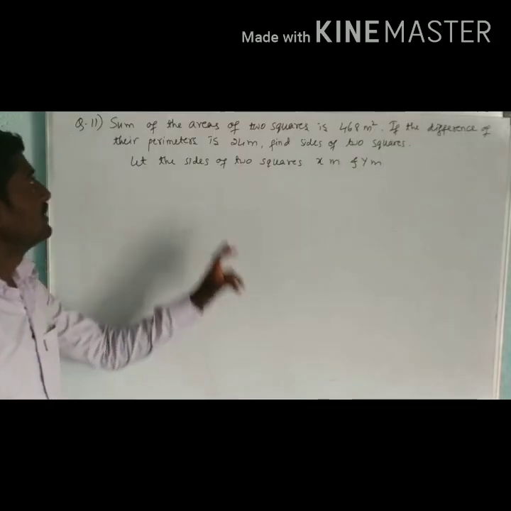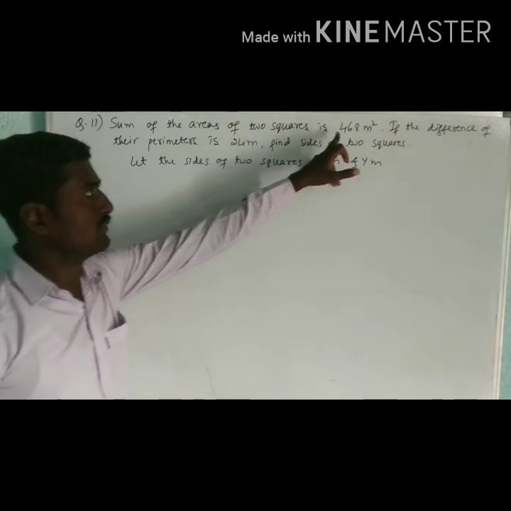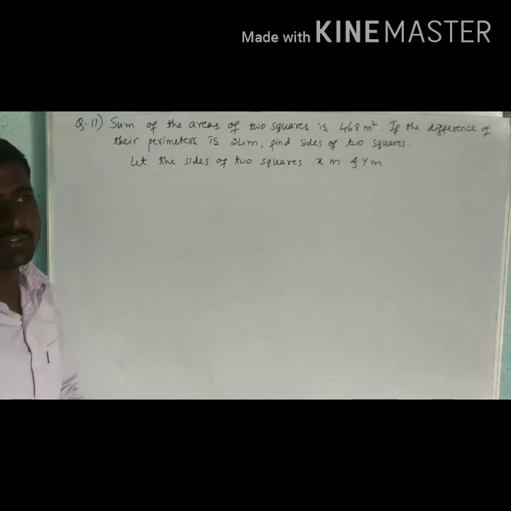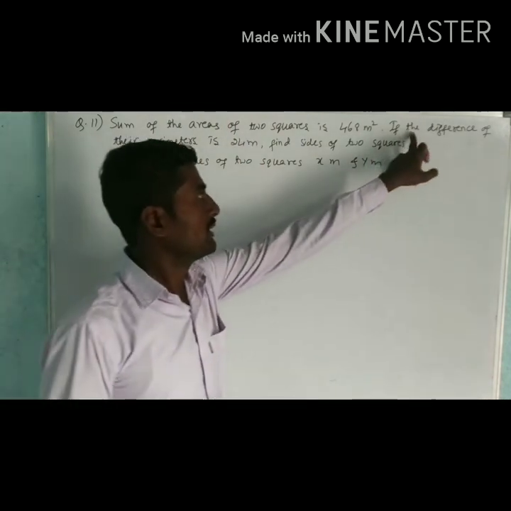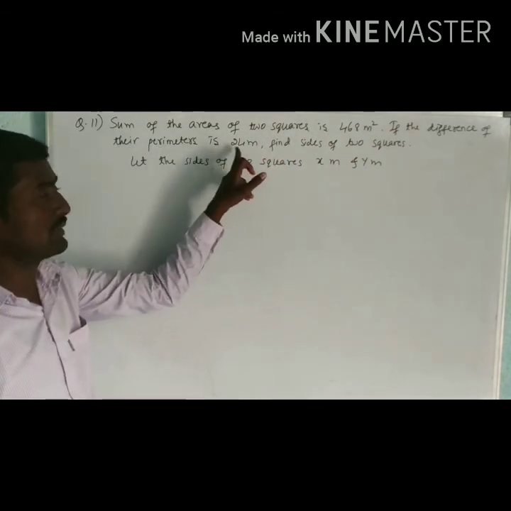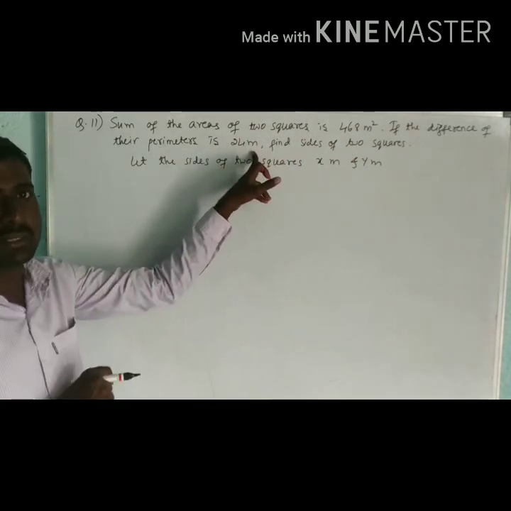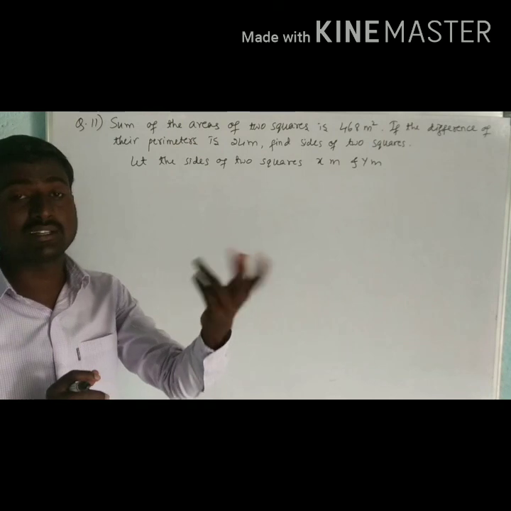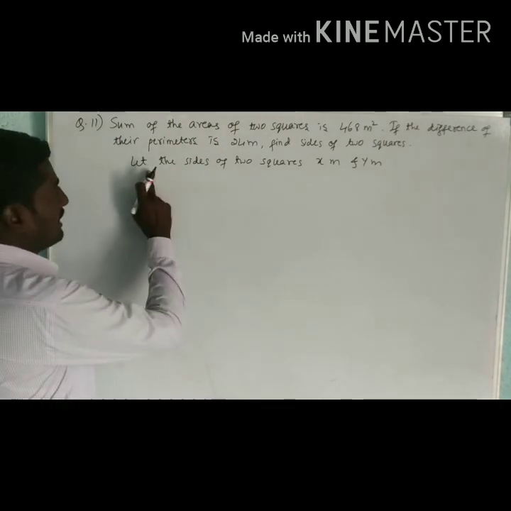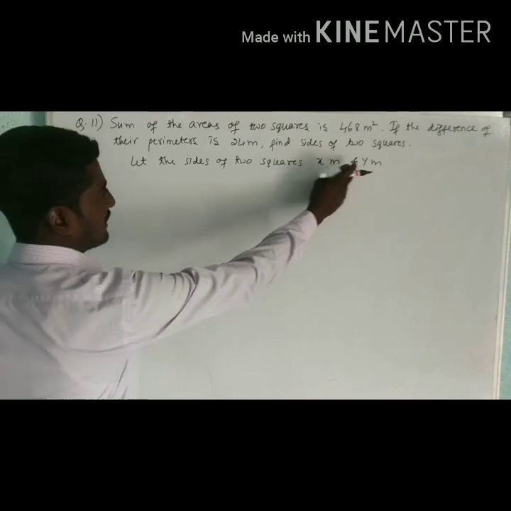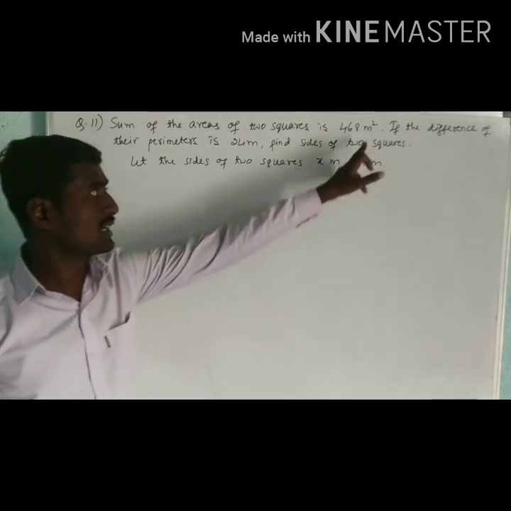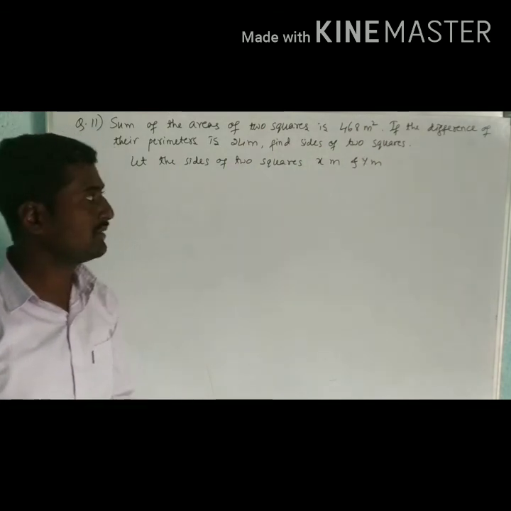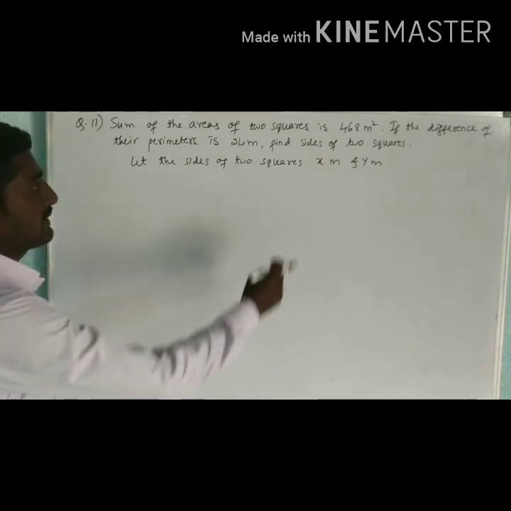Then the last question: the sum of the areas of two squares is 468 meters square. There are two squares, and the sum of the areas is 468 meters square. Now if the difference of their perimeters is 24 meter, find the sides of the two squares. So we have to find the sides of them. Now let the sides of the two squares be x meter and y meter, because they gave meter square. There are two sides, I will take one as x and another one as y. Okay, meter it is. Now another condition is also given.